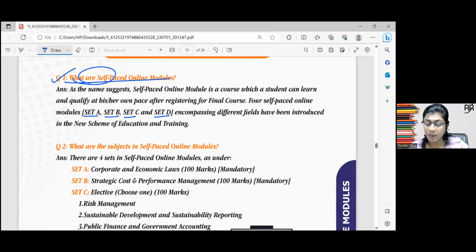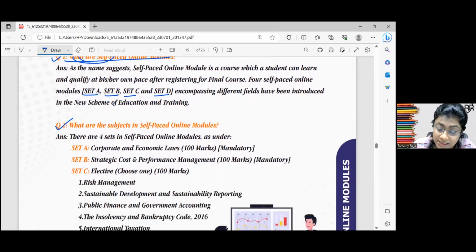There are 4 sets: set A, set B, set C, set D. In this, set A and set B have no option; there is only one subject, which is mandatory. In set A, it is corporate and economic law for 100 marks, mandatory. And set B is strategic cost and performance management, our SCMPE, which is again for 100 marks.